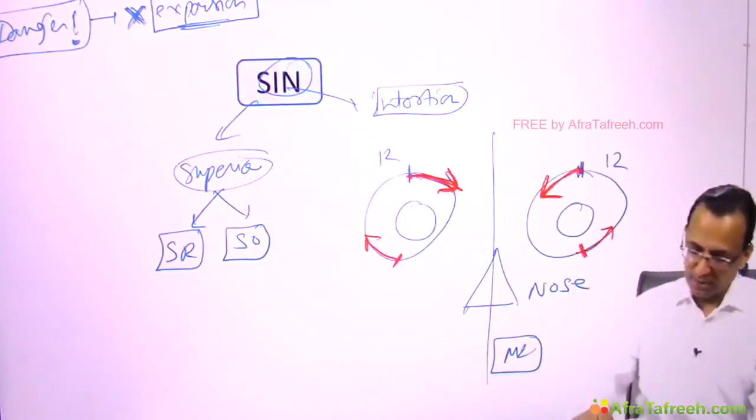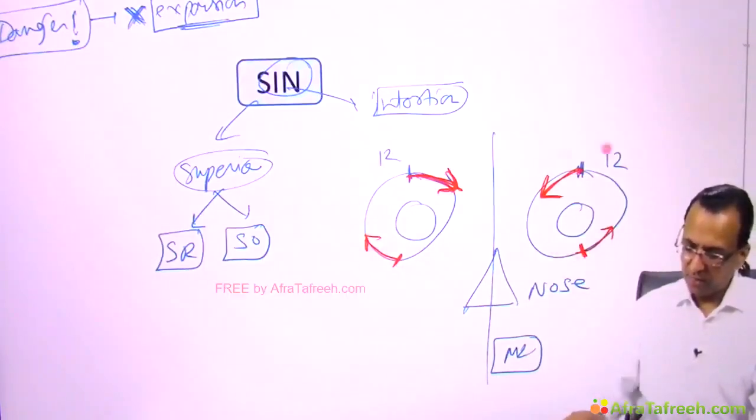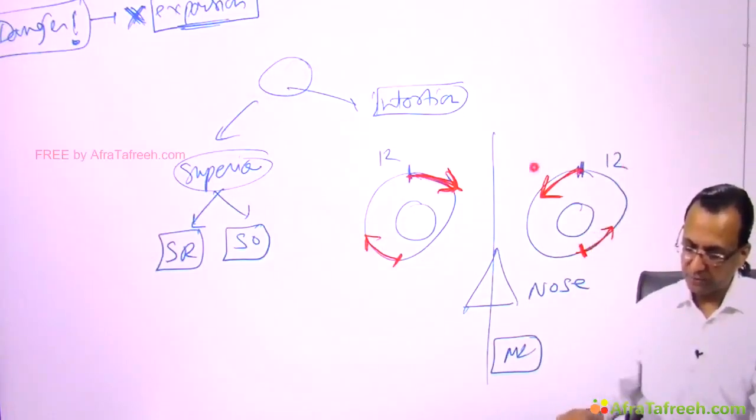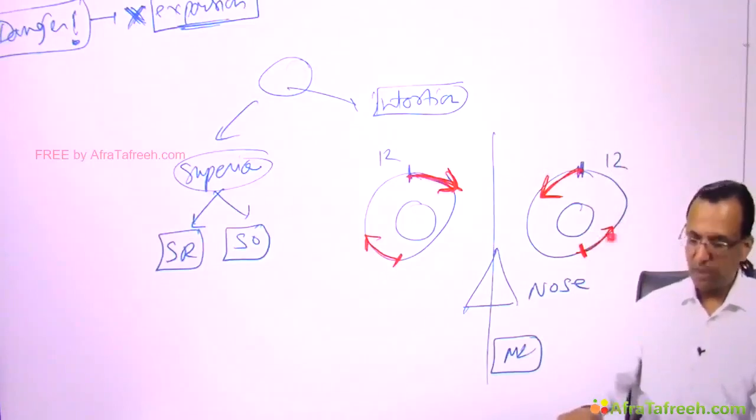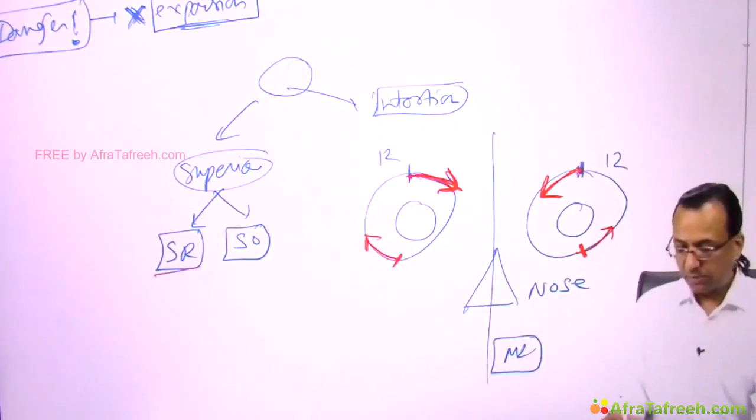If the 12 o'clock position of the eyeball goes inside, this is inward rotation, intorsion. Who is doing intorsion? Only superior muscles can do intorsion.